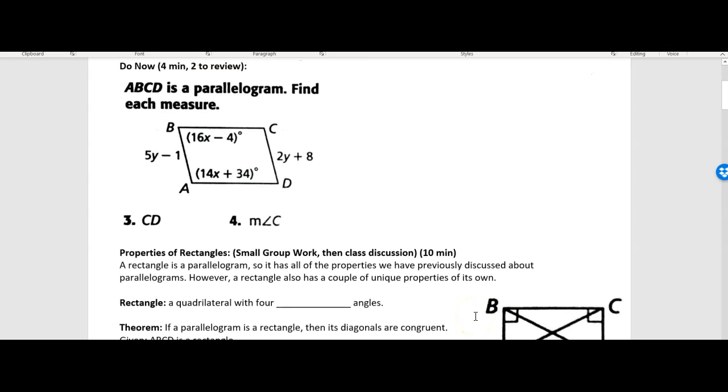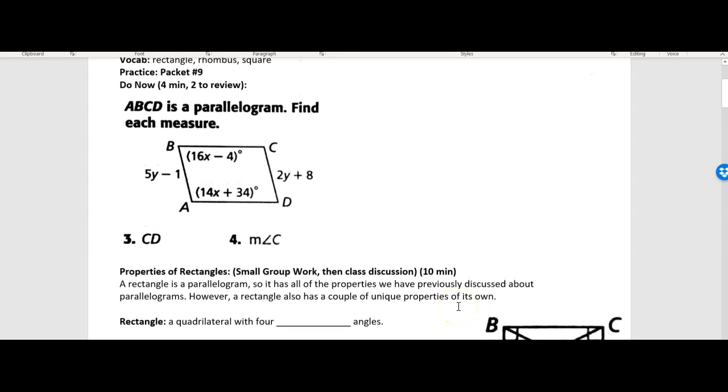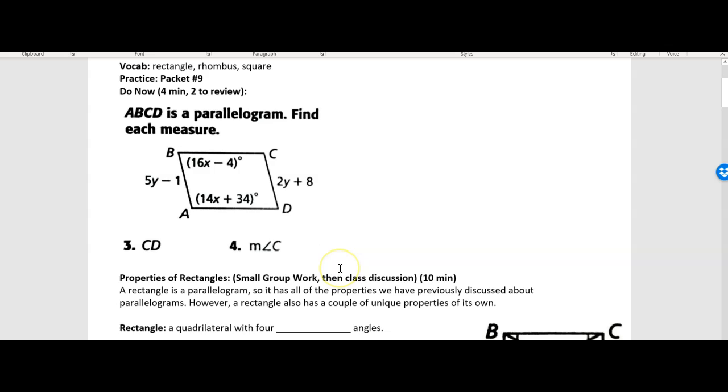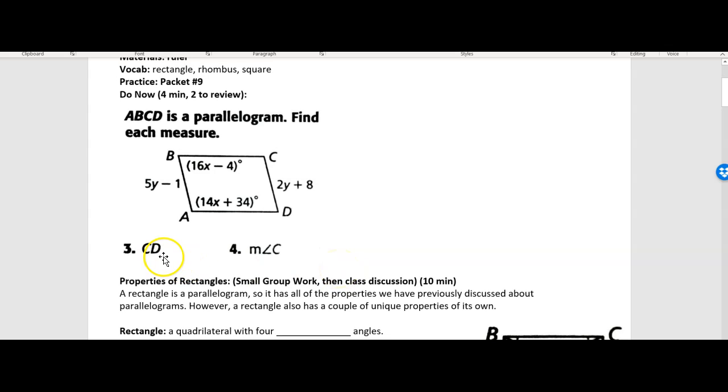We are told that ABCD is a parallelogram, and you need to find each measure. So the length of segment CD and the measurement of angle C. So go ahead, pause the video, and then join back in for a discussion.